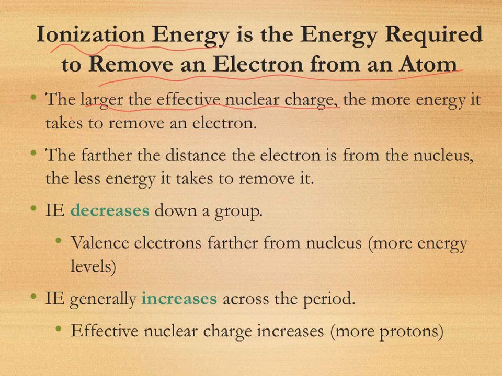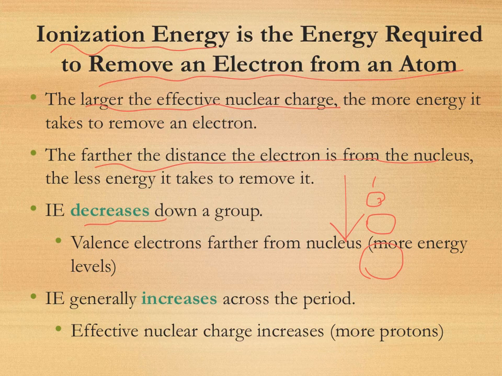So one variable that can affect the effective nuclear charge is how far away the electron is. Okay? So the farther away it is, the easier it is to snatch it. So if you are at the bottom of a group on the periodic table, it's going to be relatively easy to take an electron away because those electrons are in a really high energy level, really far away from the nucleus. So ionization energy decreases, as you would expect, going from top to bottom down a group, because you're getting farther and farther away from the nucleus as you get toward the bottom of a group.